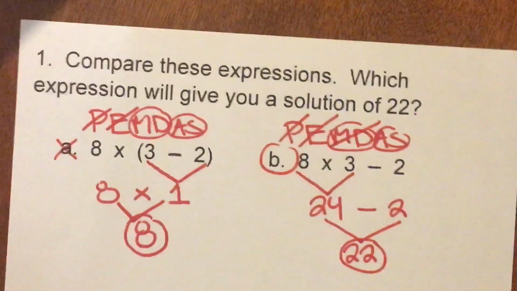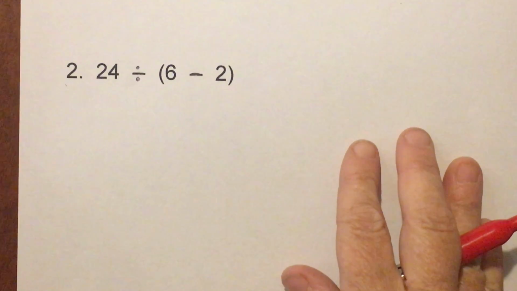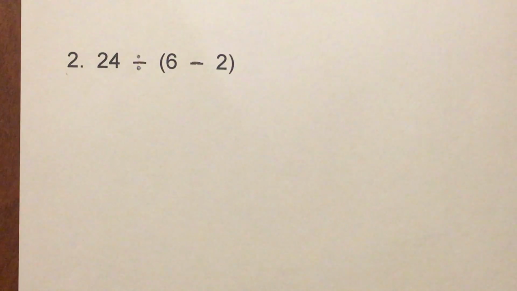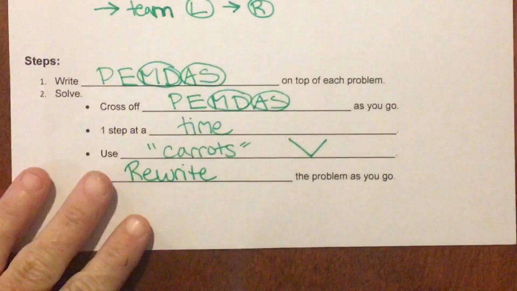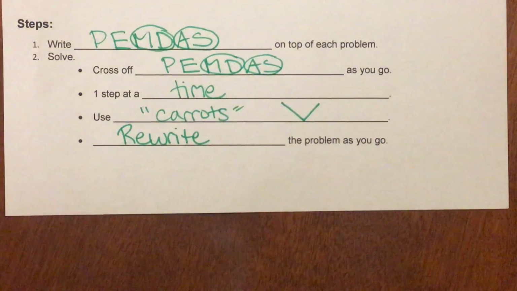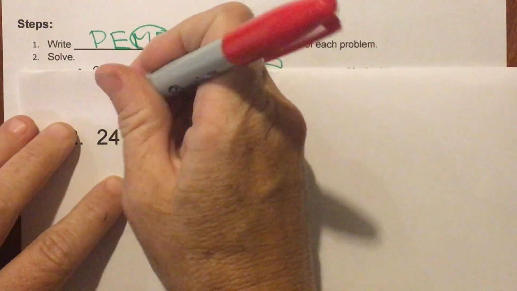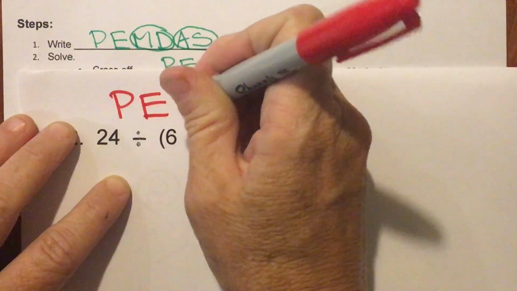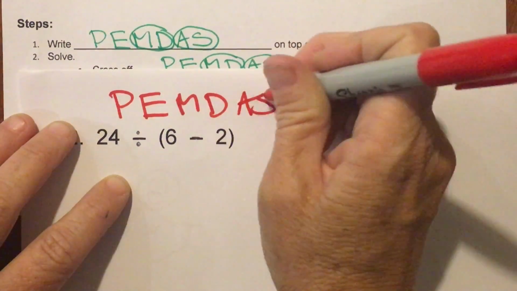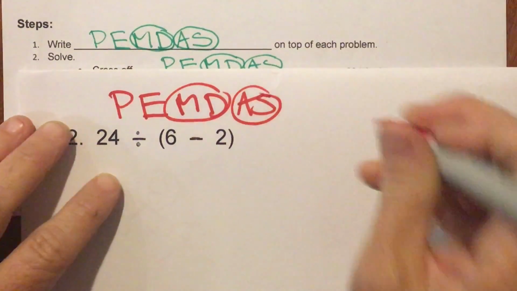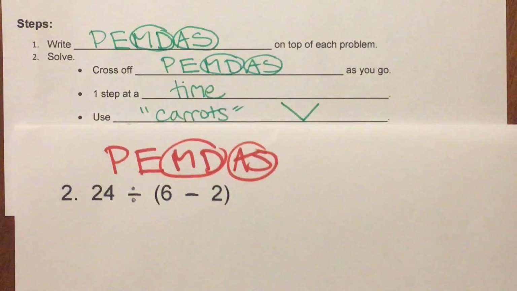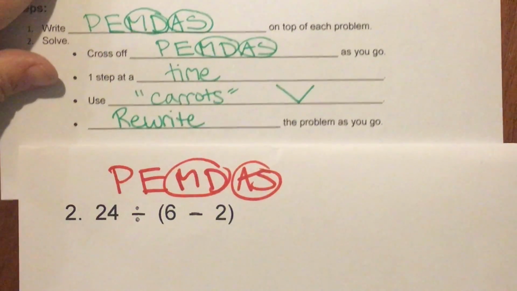Okay, let's see a different kind of problem. This one is just giving me a straight problem to solve. They want me just to solve this problem as is. So remember, I'm going to look at my steps again to help me. The first thing it says to do is to write PEMDAS. So that's going to be my little check-off list as I go. So PEMDAS, and I always circle my team. Now when I solve, I'm going to follow those 4 things.